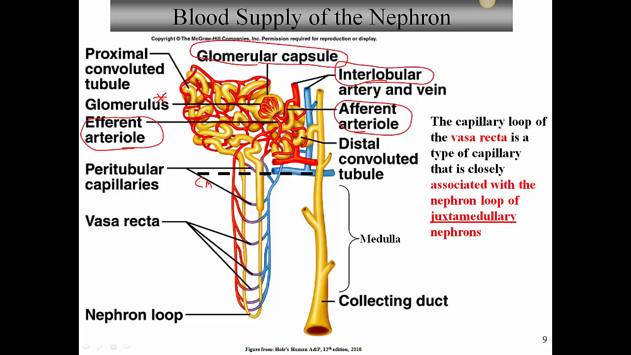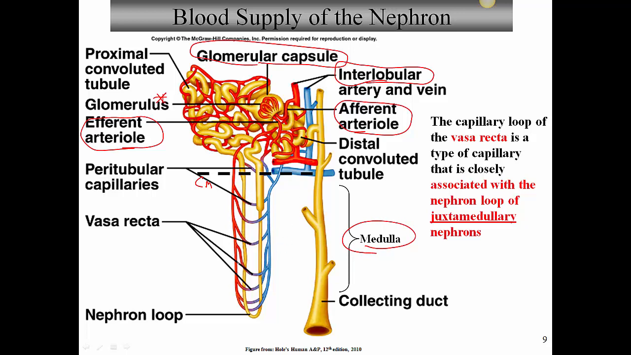So we go from the glomerulus via the efferent arteriole, and the efferent arteriole then forms the vessels that wrap around all the different epithelial tubes in the nephron. These are known as peritubular capillaries. Now the peritubular capillaries go down and follow this long loop that dips down into the medulla of the kidney, which we see outlined here.